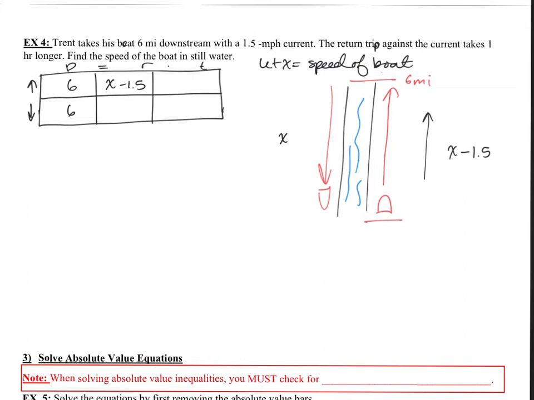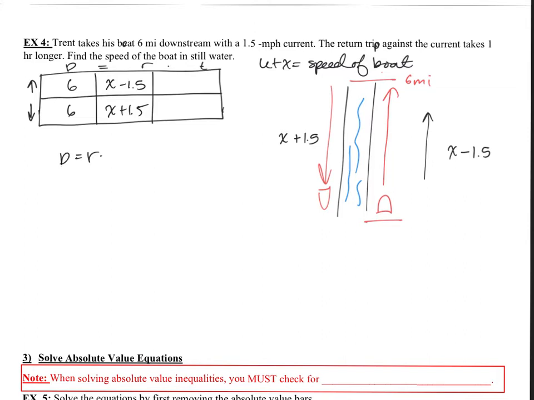Okay, so going downstream, speed of the boat, but you're going with the current, which means the speed of the current is helping you, right? It's pushing you downstream. So you add the speed of the current. So it's x plus 1.5. Now we just need to fill in the last box, the time box. Well, let's see. We know that the return trip takes 1 hour longer. But what I want to do is use the other boxes to fill in the last box. That's pretty much what you always do.